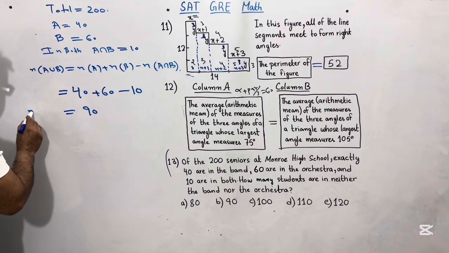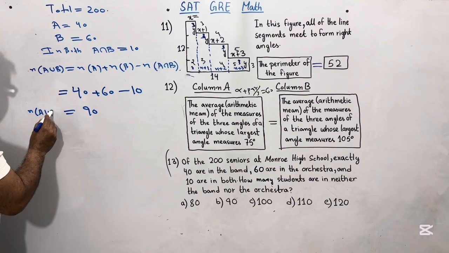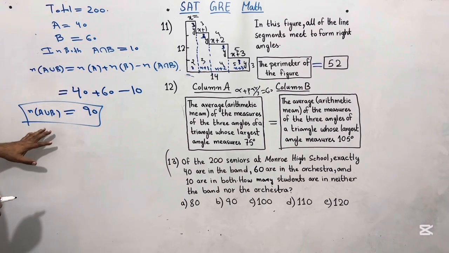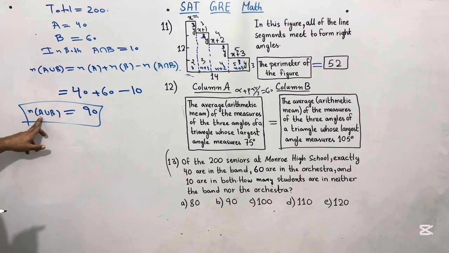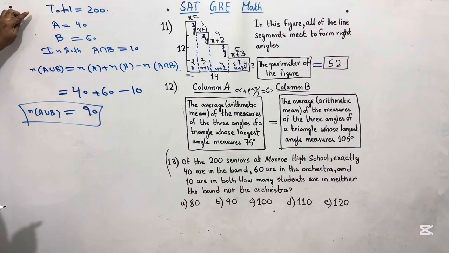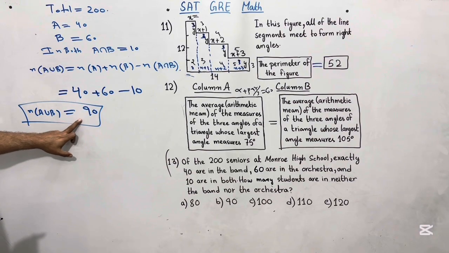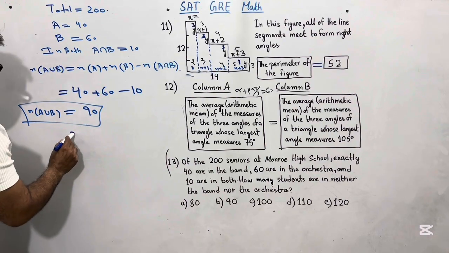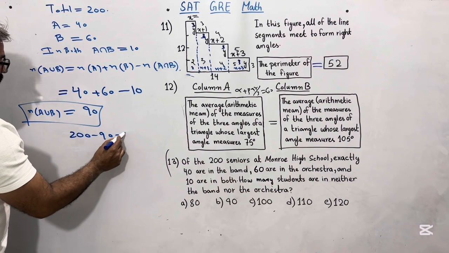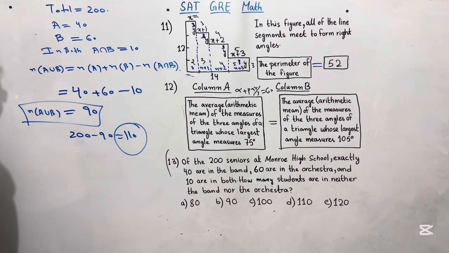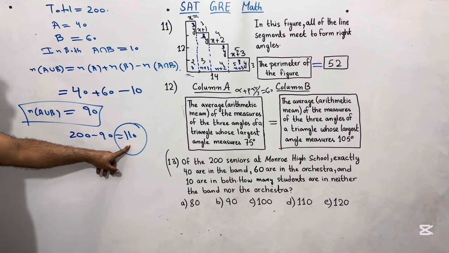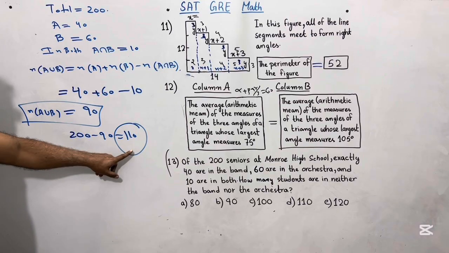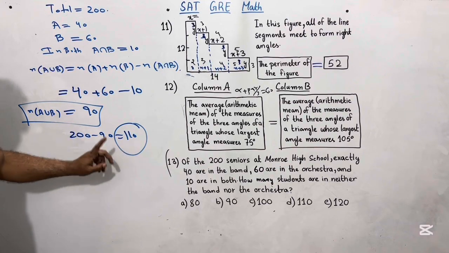So number of elements either in band or orchestra is 90, while there are total 200 senior students present at Monroe High School, and the number of students who belong to band, orchestra or both is 90. Then there are definitely 110 students. They neither belong to band nor orchestra. 110 is the figure that neither belong to orchestra nor band.